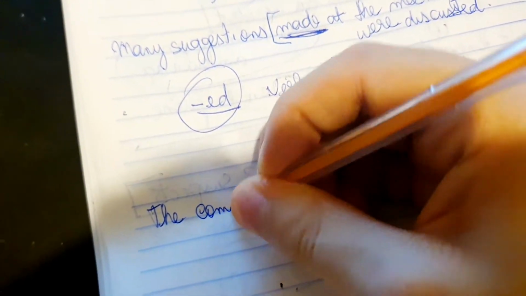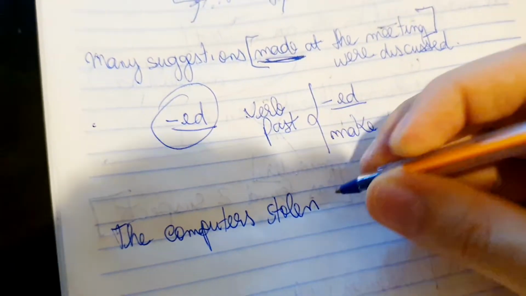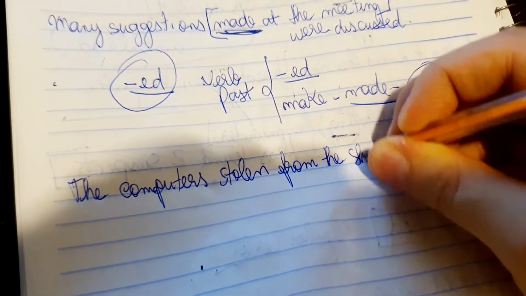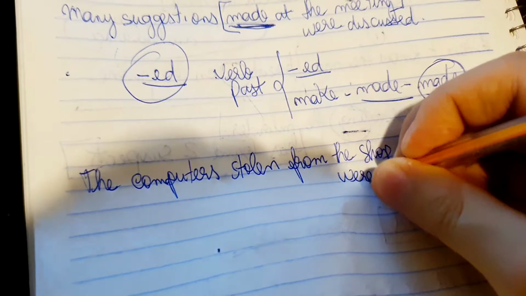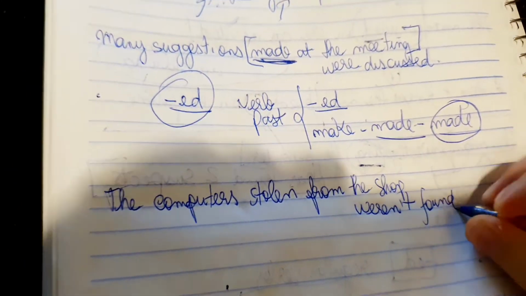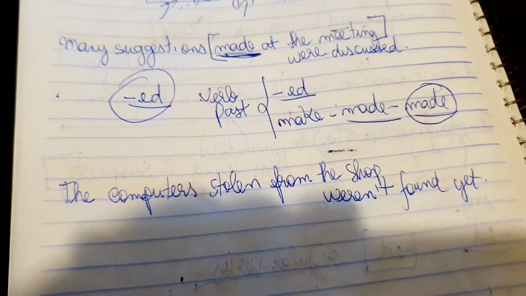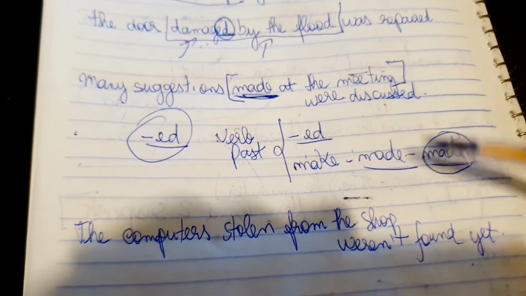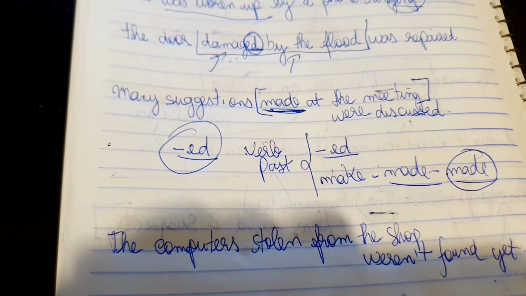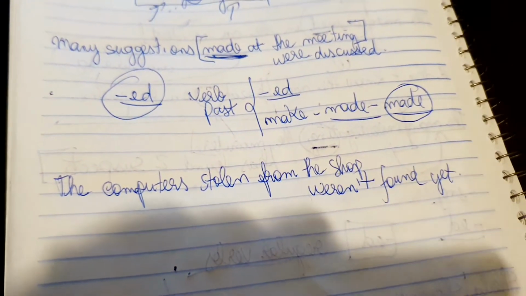The computers stolen from the shop weren't found yet. So you see, you can identify a pattern here, right? Many sentences we are seeing here, they have many things in common. First of all, you have here two different clauses, two different ideas.